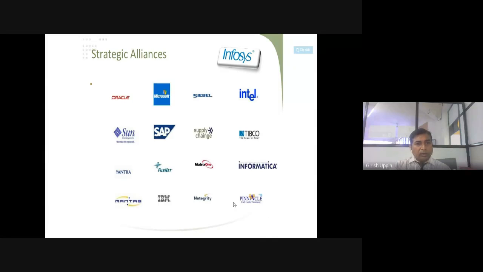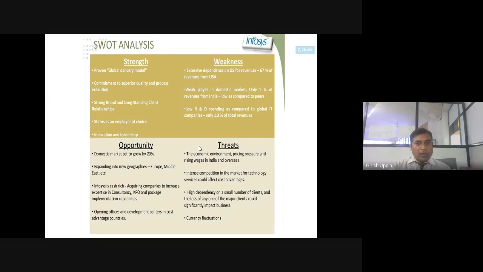These are the strategic alliances by Infosys. They have alliance with all the major IT companies. Okay, Oracle, Microsoft, Sun Microsystems. Okay, these are the companies. SWOT analysis. Okay, we'll see the SWOT analysis in the next class.